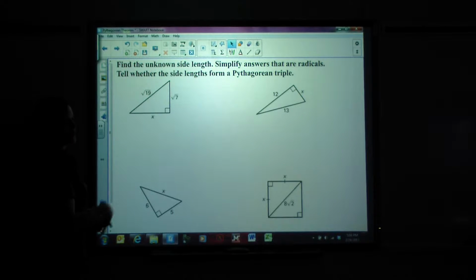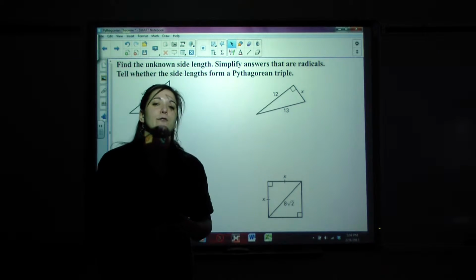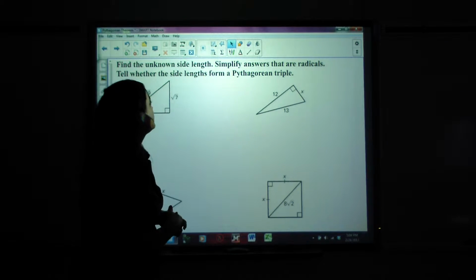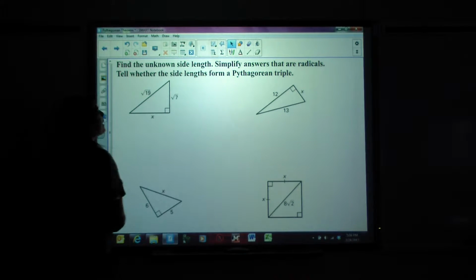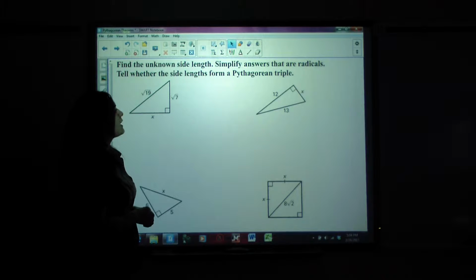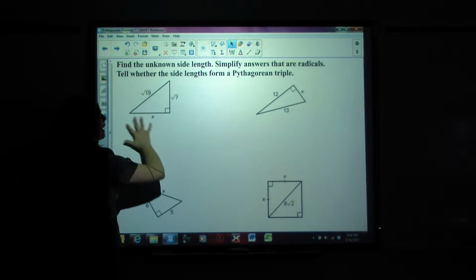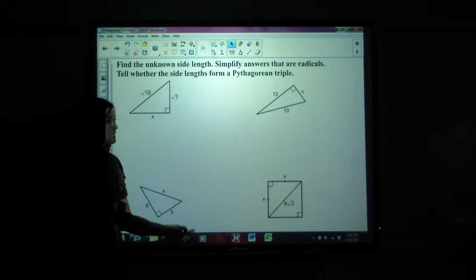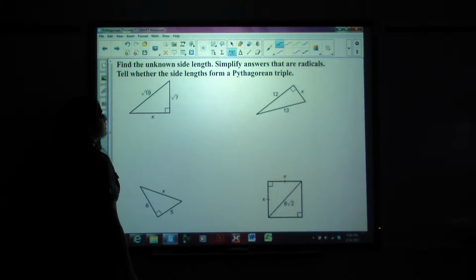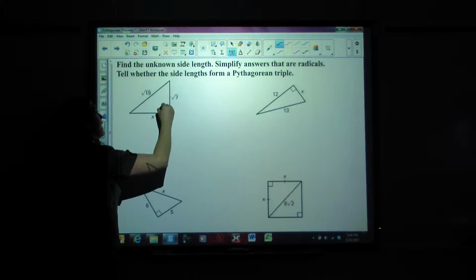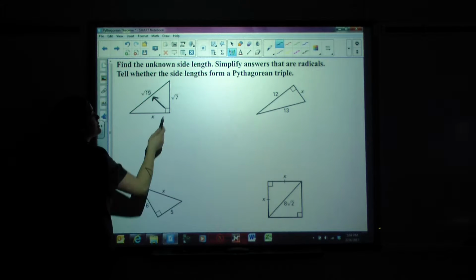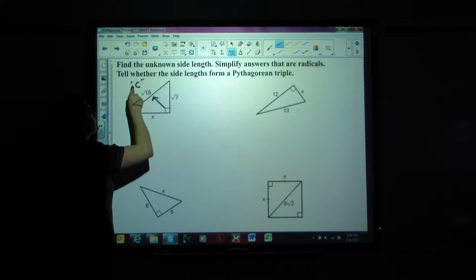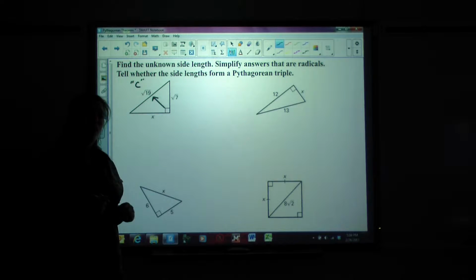So, here we go. Let's try just using the Pythagorean Theorem a few times, making sure we understand how to use it. The directions actually say find the unknown side length, simplify answers that are radicals, and tell whether the side lengths form a Pythagorean triple. So here we go. We have a right triangle, which means I can use the Pythagorean Theorem. So to do that, I need to identify what's the hypotenuse. If I have a right triangle, right across from it is the hypotenuse. So this is going to be my C side. It's going to be the one that's all by itself.